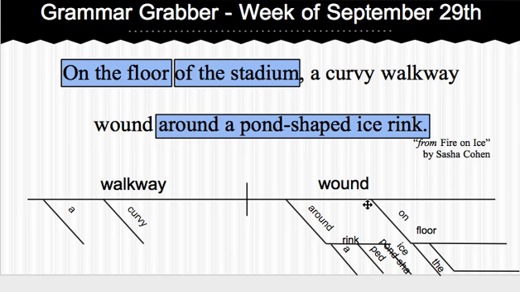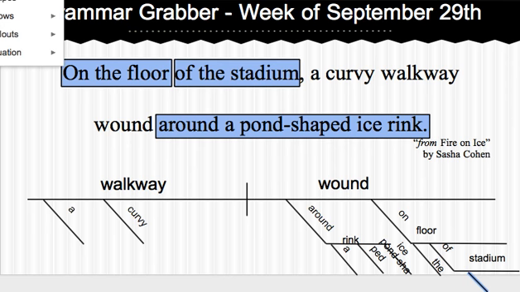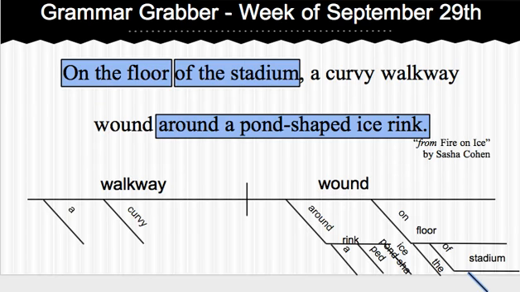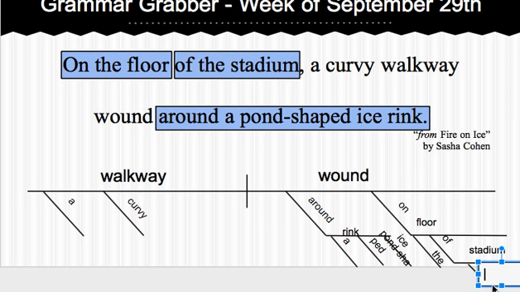So of the stadium is connected with floor. So we will put of, our preposition, going right here on the diagonal line, and stadium is going down here on our horizontal line because stadium is a noun. We have one more word that we have not connected, and that is the word the. And the is actually being used with our noun stadium. So we'll just add a little box in here and we'll add the word the.